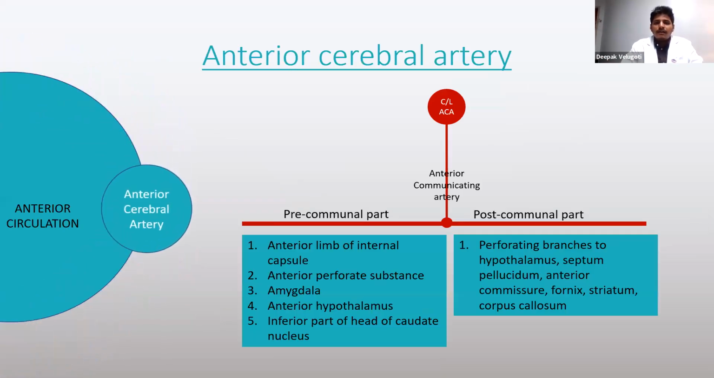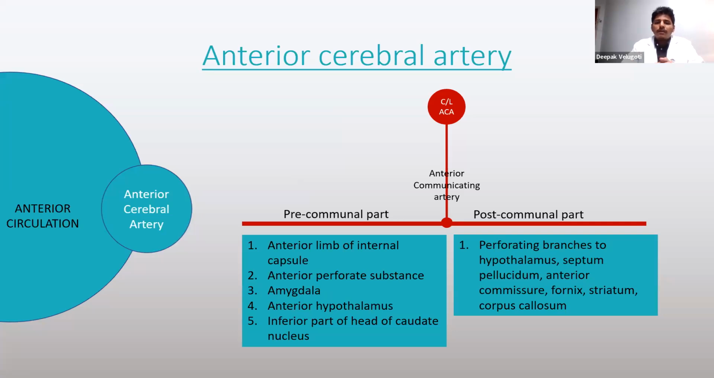Coming to the anterior cerebral artery. The anterior cerebral artery is divided into a precommunal part and a postcommunal part based on the anterior communicating artery joining in between. The anterior communicating artery runs from the contralateral anterior cerebral artery, where it can supply the postcommunal part even when the precommunal part gets infarcted.